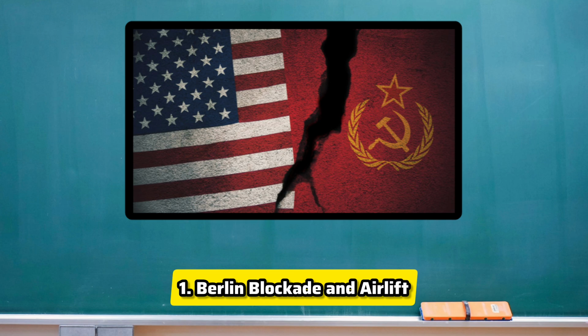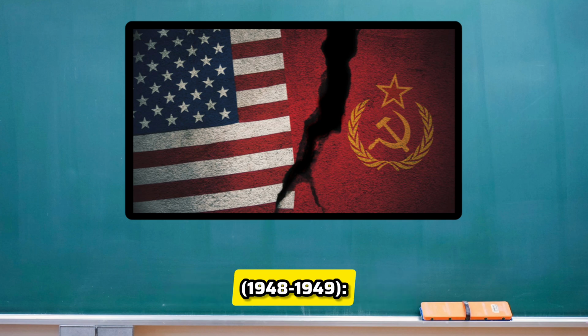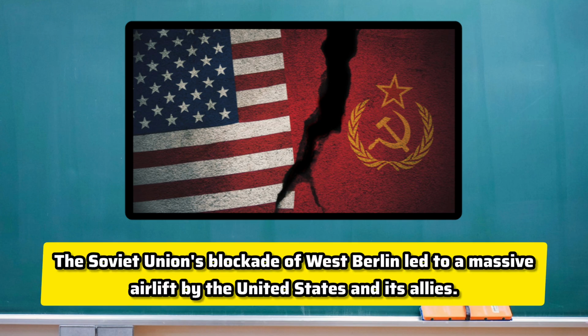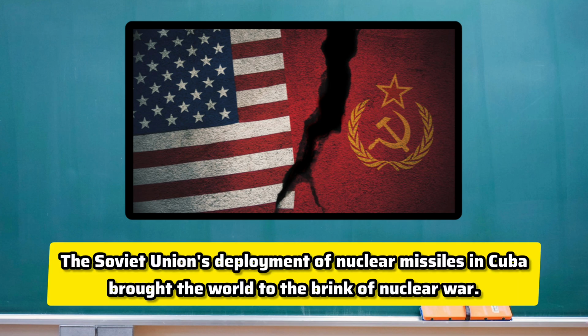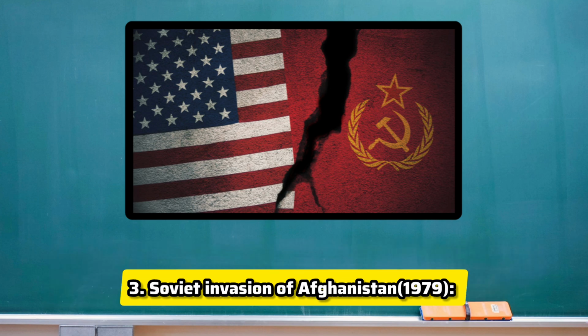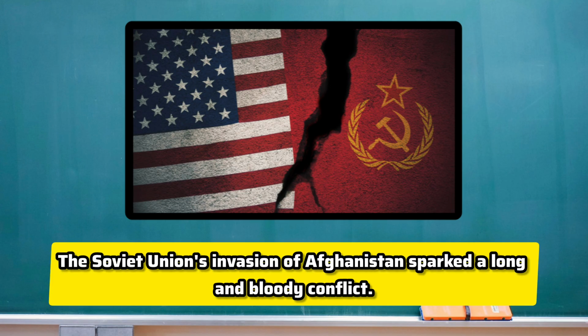Key events of the Cold War. 1. Berlin blockade and airlift, 1948 to 1949. The Soviet Union's blockade of West Berlin led to a massive airlift by the United States and its allies. 2. Cuban Missile Crisis, 1962. The Soviet Union's deployment of nuclear missiles in Cuba brought the world to the brink of nuclear war. 3. Soviet invasion of Afghanistan, 1979. The Soviet Union's invasion of Afghanistan sparked a long and bloody conflict.